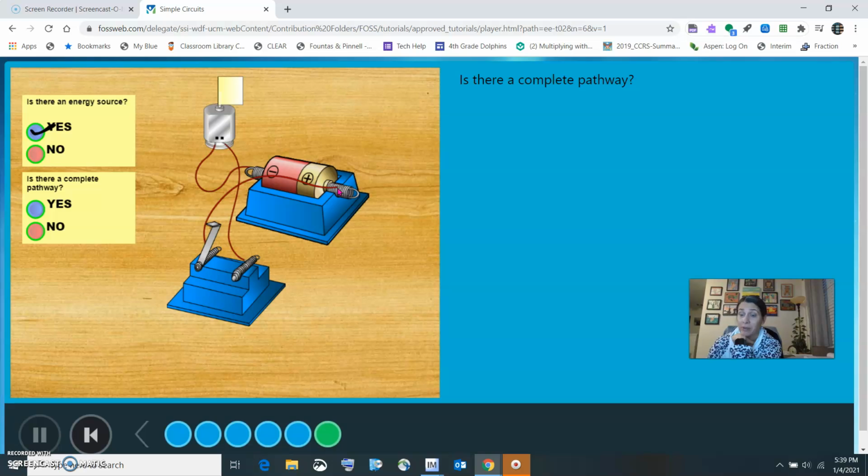So is it a complete pathway? They've added a few wires, but it still makes that circle. So we went here, here, and then around. So it is still a complete pathway.